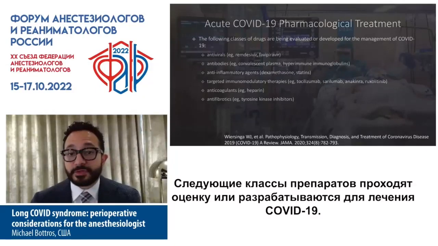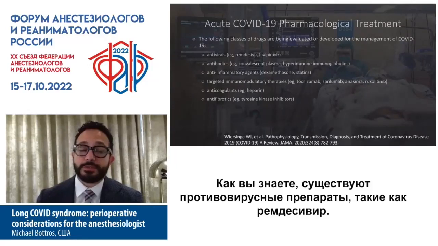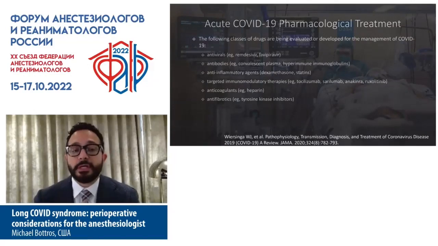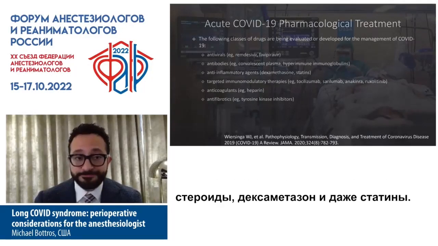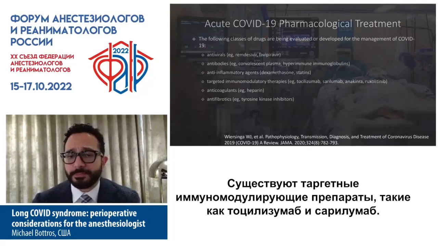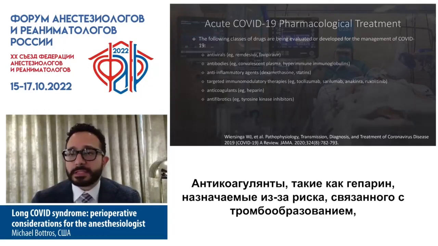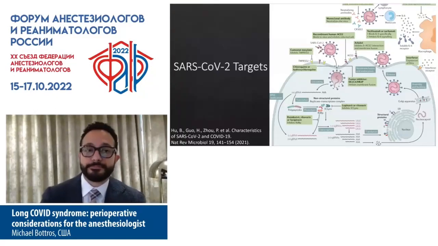The following classes of drugs are being evaluated or developed for the management of COVID-19. As you know, there are antivirals like remdesivir, there are antibodies like convalescent plasma, anti-inflammatory agents like steroids, dexamethasone, and even statins. There's targeted immunomodulatory therapies like tocilizumab and sarilumab, anticoagulants like heparin because of the risk associated with blood clots, and of course, antifibrotics for the same reason.